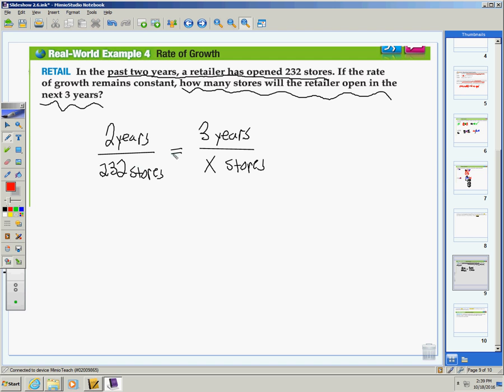And notice, we've got two equal fractions, we've just made a proportion. We're going to solve this by cross-multiplying and setting equal. So I'm going to take the product of my means, and that's going to be the product of my extremes. So when I do 232 times 3, I get 696. So now I've got 2x equals 696. We can all solve this equation. When I divide each side by 2, I get x equals 348.